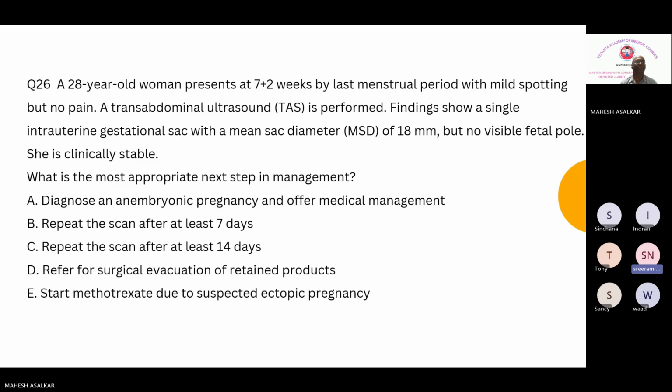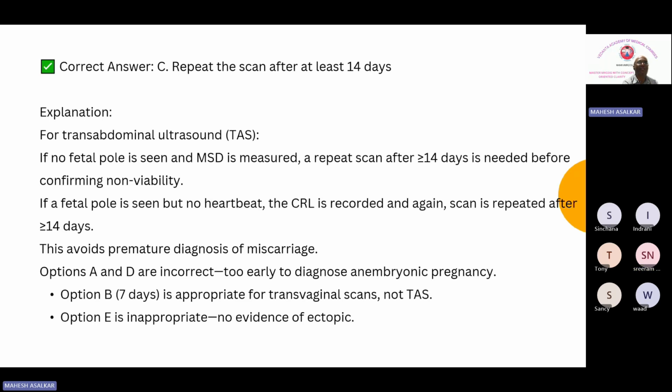By doing a trans-abdominal scan, we should repeat after 14 days. Mean gestational sac diameter is less than 25 mm, so we are supposed to repeat the scan after 14 days for a trans-abdominal scan. If it is a TVS, it is 7 days. Transabdominal, 14 days. CRL 7 millimeter for TVS and MSD 25 mm are the cutoffs. Correct. Repeat scan after at least 14 days.